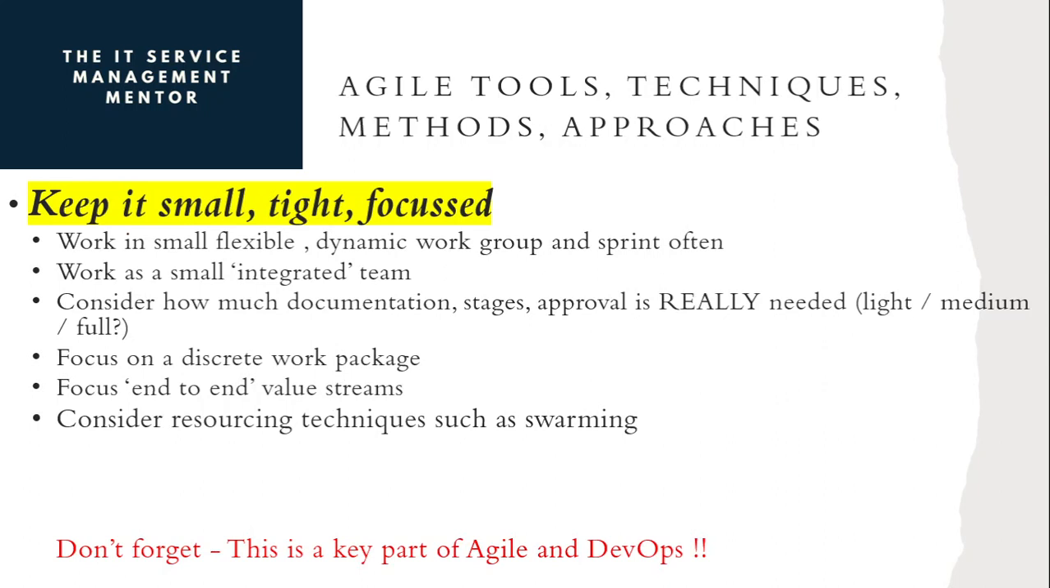Keep it small, keep it tight, keep it focused. Work in small, dynamic and flexible groups. Have regular sprints. Work as an integrated team. Just consider how much document do you really need? Is it a light touch? Is it a medium touch? Or is it a full touch in terms of the amount of document? Use it for focusing on discrete work packages and really focus on the end-to-end value stream. And then consider resourcing techniques as well. An example there might be swarming.